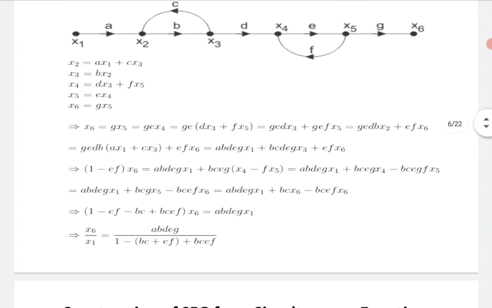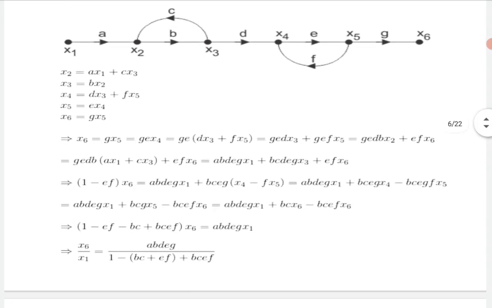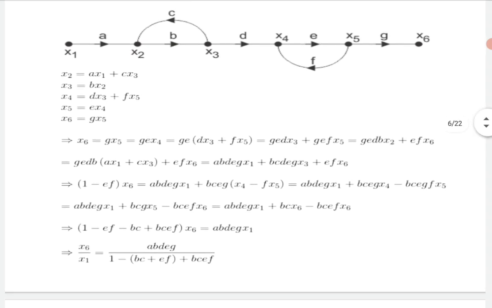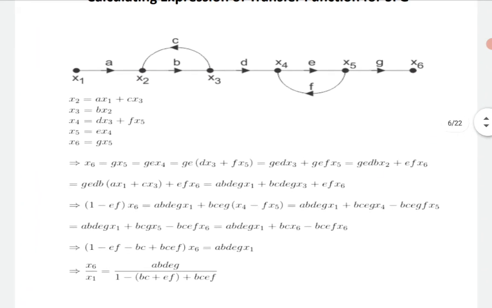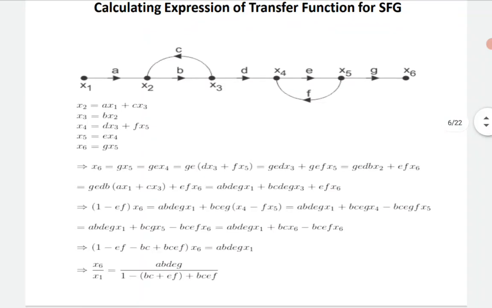Now your job is to verify this result with the help of Mason's gain formula, because Mason's gain formula is already discussed. Whether this answer is correct or not. See, x1 is my input node, x6 is my output node. So my first job, I will determine how many forward paths are available.